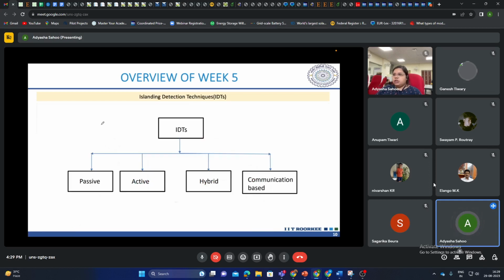Then we had studied in this week various islanding detection techniques. Mostly they were divided into four parts: passive detection technique, active detection technique, hybrid, which is passive plus active, and lastly communication based techniques.